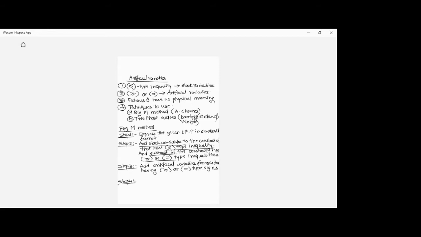What happens for the objective function? Slack variables will have 0 as a coefficient. So irrespective of addition or subtraction in the constraint, slack variables will have 0 as a coefficient in the objective function. Now what will happen to the artificial variables? Artificial variables will also have a coefficient. So what will be their coefficient? That depends upon the maximization or minimization type of the problem.